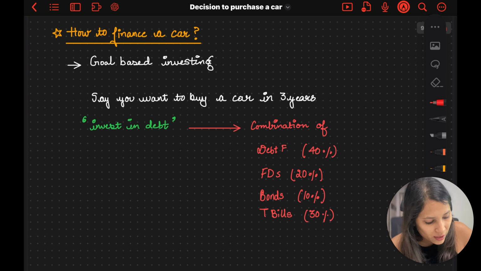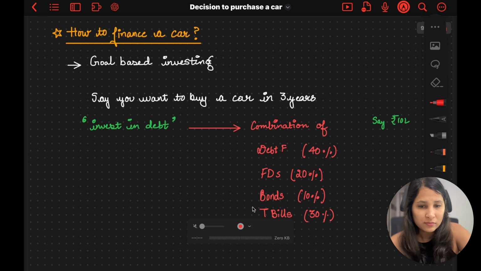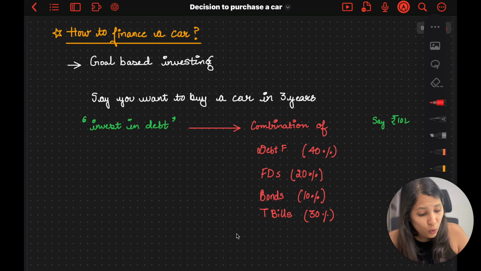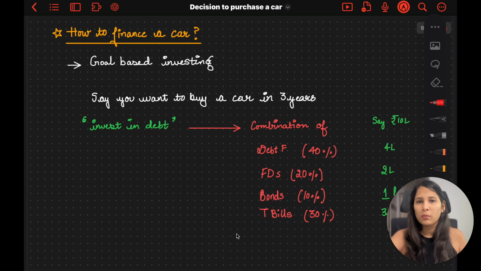say the cost of the car is rupees 10 lakh. Out of this 10 lakhs, what you can do is you can invest 4 lakh rupees in a debt fund. Okay. 2 lakh rupees in FDs. Then you can invest 1 lakh rupees in bonds and the balance 3 lakh rupees you can invest in T-bills. Okay. And this is what is goal-based investing.